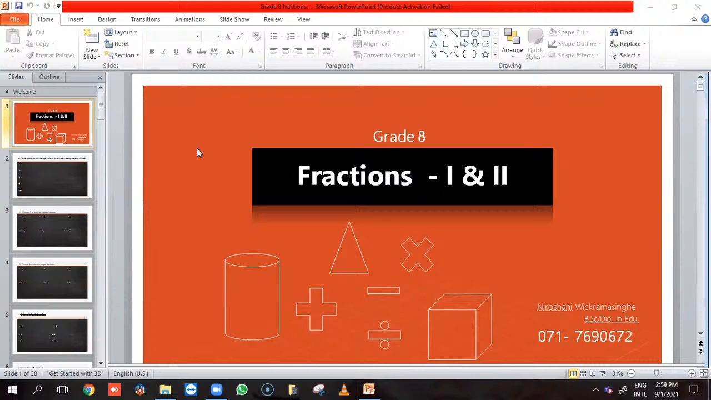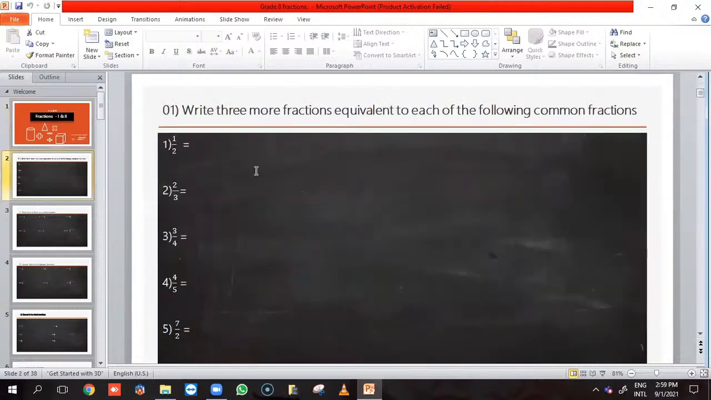We'll start our session. First question. This consists of 28 questions. I have already arranged this in question forms, but I have included all the parts related to fractions here. Write 3 more fractions equivalent to each of the following common fractions.